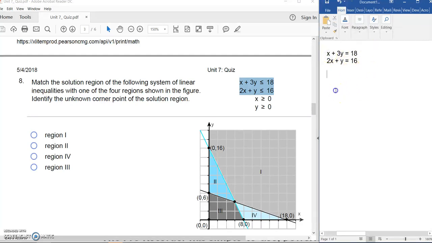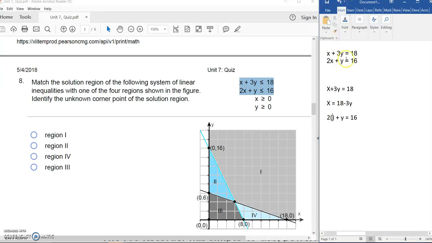So we got from the first equation, we got x plus 3y equals 18. If I subtract 3y from both sides, I get x equals 18 minus 3y. So this is what I'm going to use to substitute in the second equation. So this is the second equation, 2x plus y equals 16. So instead of x, I'm writing 18 minus 3y.